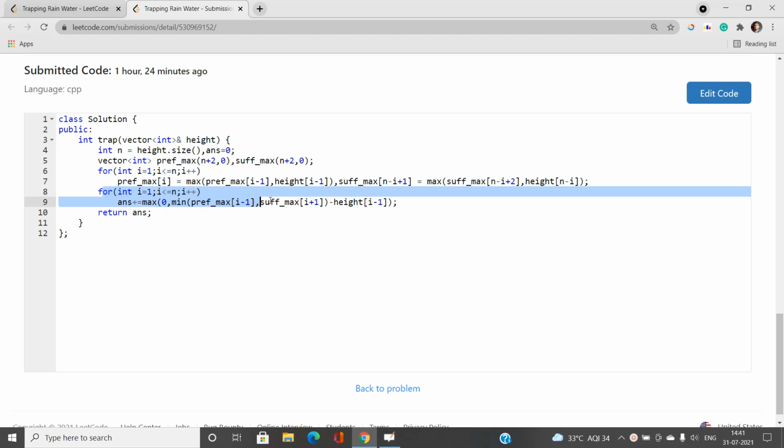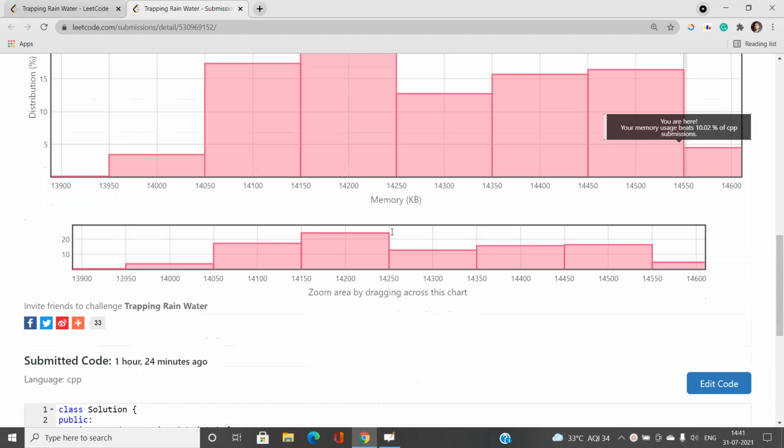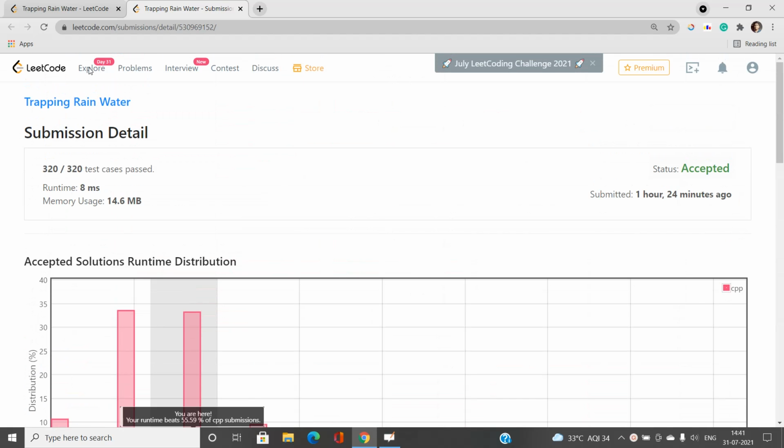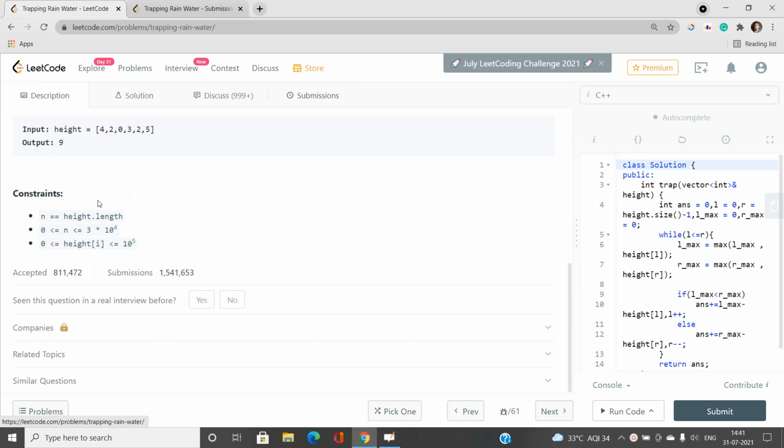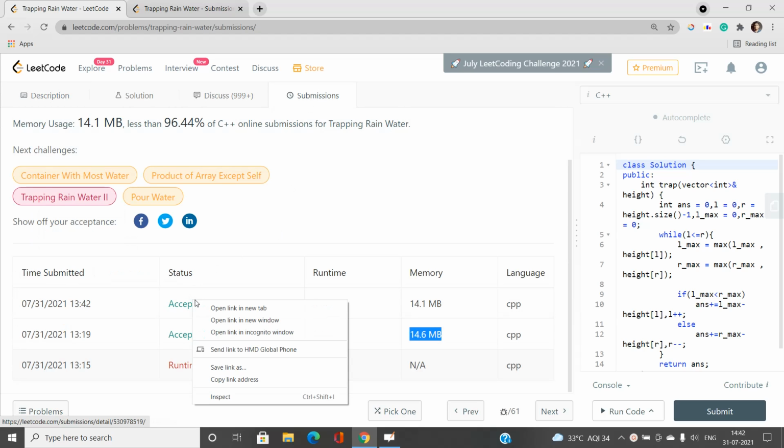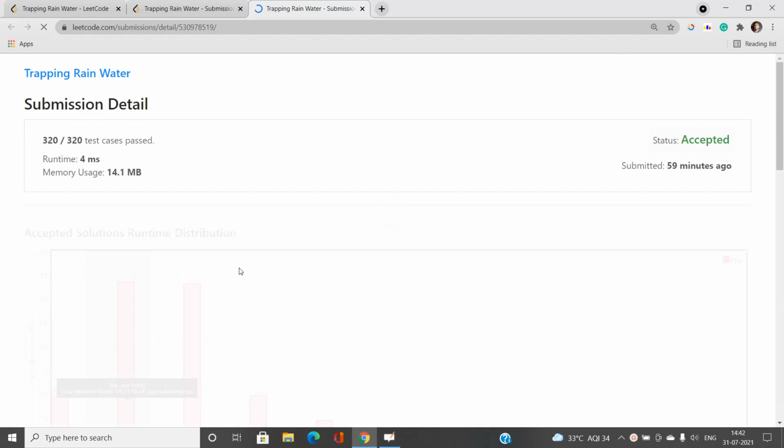Okay, so this is a solution for O of n time and O of 1 space. Not O of 1 space, sorry, O of n time and O of n space. Now I'm going to talk about this solution, which is O of n time and O of 1 space, and this is awesome. So let's move further to understand this solution.